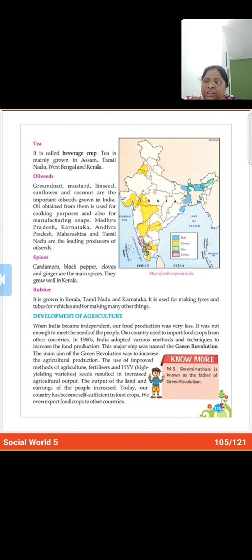Then comes, turn the page and see tea. Tea is called a beverage crop. Tea is mainly grown in Assam, Tamil Nadu, West Bengal and Kerala. Tea is used as a beverage and it is called a beverage crop. It is grown in West Bengal, Tamil Nadu, Kerala and Assam. Even in Darjeeling also. Darjeeling ki chai piya hai na, Assam ki chai, and it is called a beverage crop.